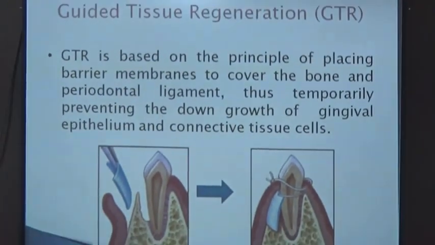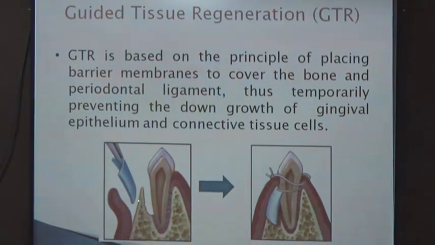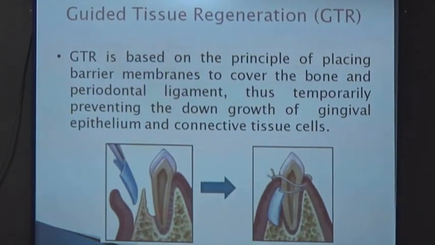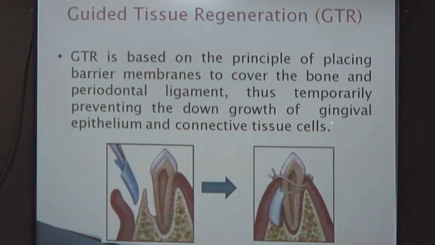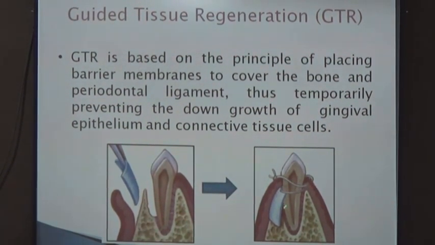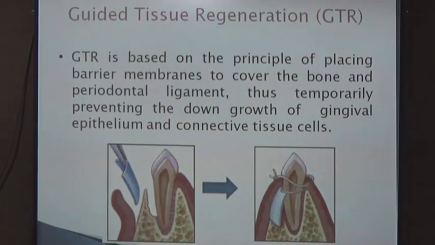This is GTR. See how the GTR is used here. There is a defect, isn't it? They are going to prevent the apical migration of the junctional epithelium. So after doing flap surgery and everything, in this area they take the GTR membrane and tie it up directly like this. So it prevents further migration of the epithelium, isn't it? If apical migration of the epithelium is more, naturally you will get the pocket. By means of GTR it is arrested. You have understood this? GTR is based on the principle of placing a barrier membrane to cover the bone. See, it has covered the bone and periodontal ligament, thus temporarily preventing the down growth of gingival epithelium and connective tissue cells. You are able to understand now GTR?